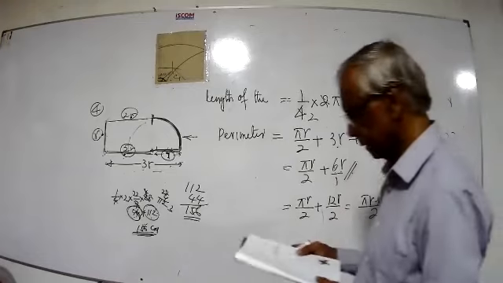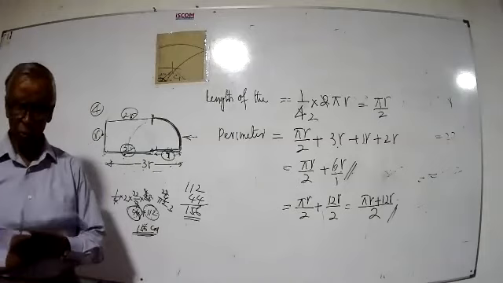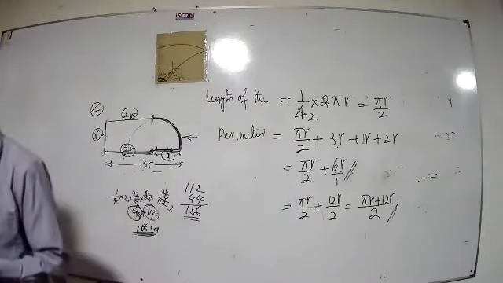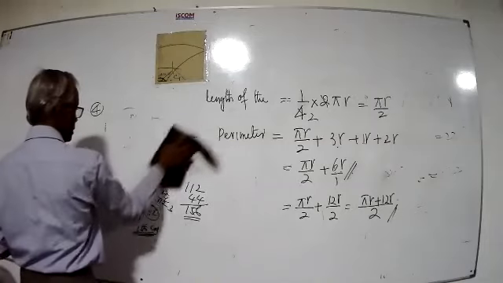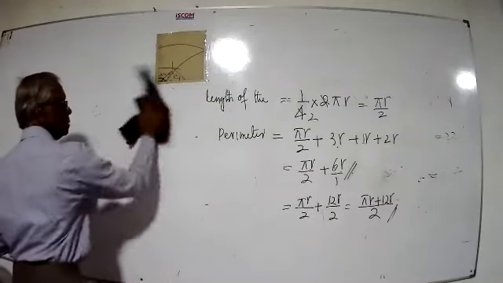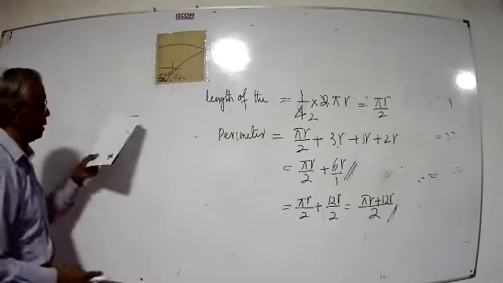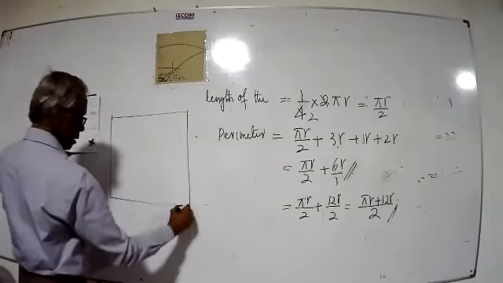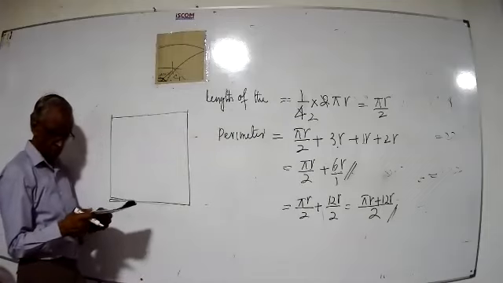Number 5, take all your marks, 2 marks. All your paper. These are squares. You have to realize how this figure is drawn.